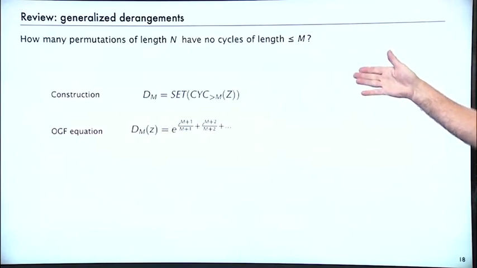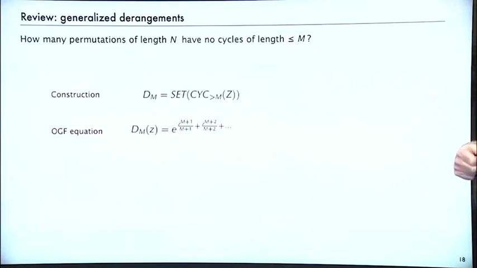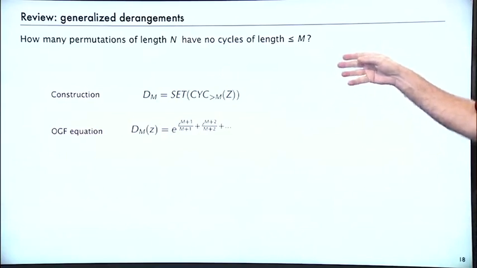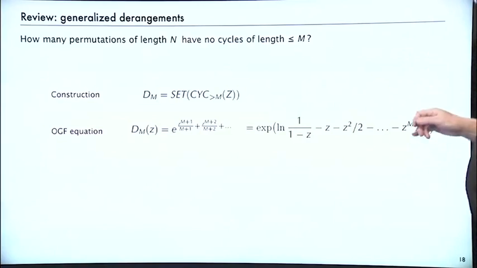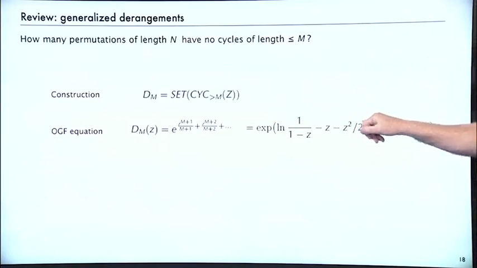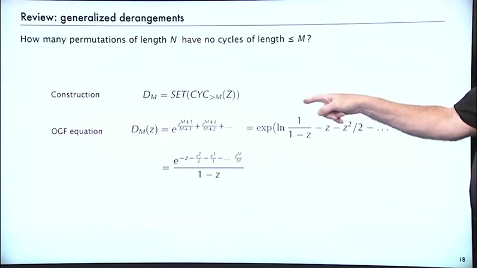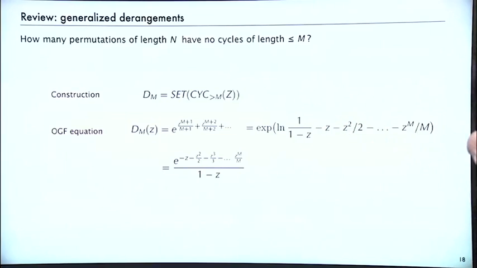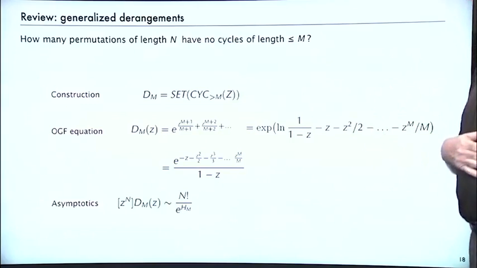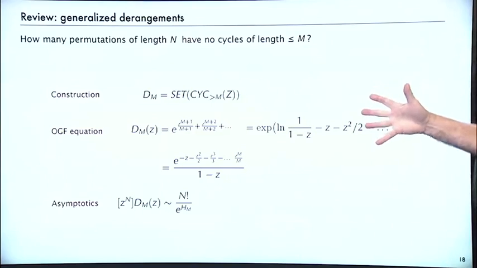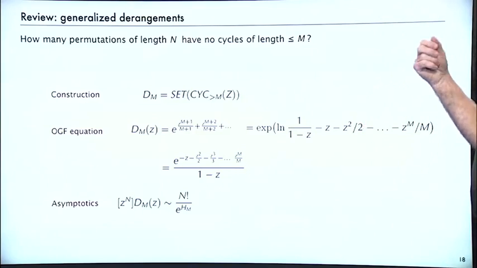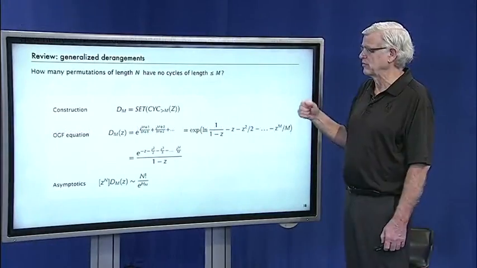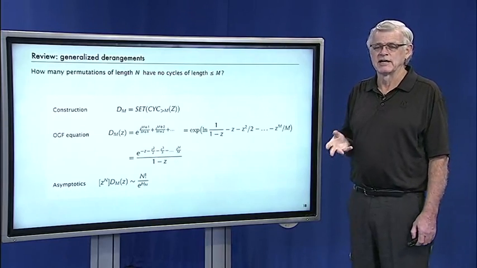It's just a straight generalization of the argument for derangements, where now it's e to the log of 1 over 1 minus z minus all the terms z^n over n for n less than or equal to m, which is e to the minus z minus and so forth over 1 minus z. And then we showed an analytic transfer theorem that tells us that the asymptotics of that is n factorial over e to the H of m. So that's a review of what we talked about in terms of permutations with cycle length restrictions when introducing analytic combinatorics.